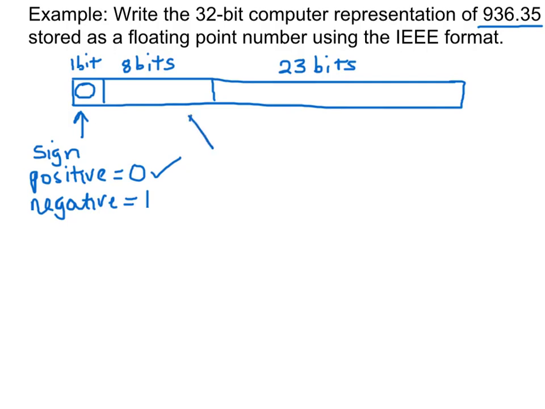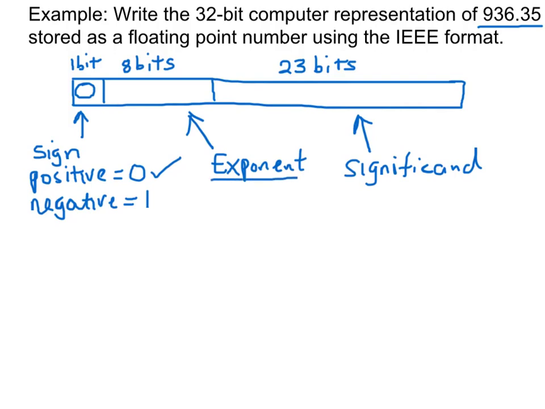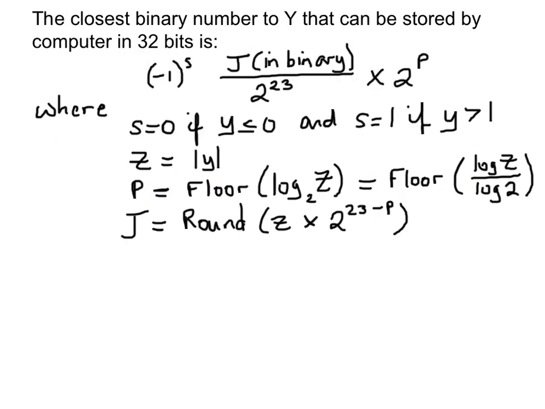The next 8 bits hold what's called the exponent value, and that tells us the size of a number. The last 23 bits hold the significand, and that tells us the finer detail of the number. So we want to find the 8-bit exponent and the 23-bit significand, and to do this we're going to use a formula. This formula will be given to you in the exam. So this is the formula.